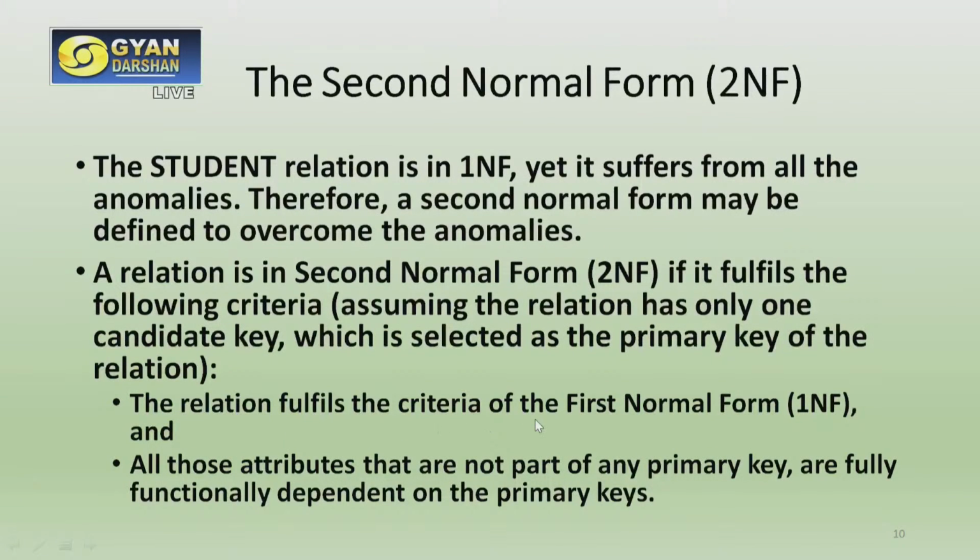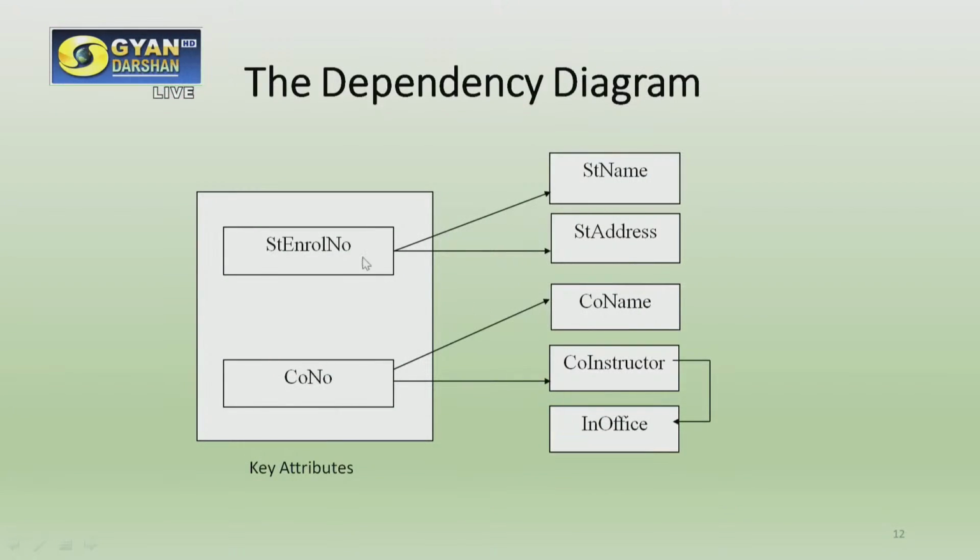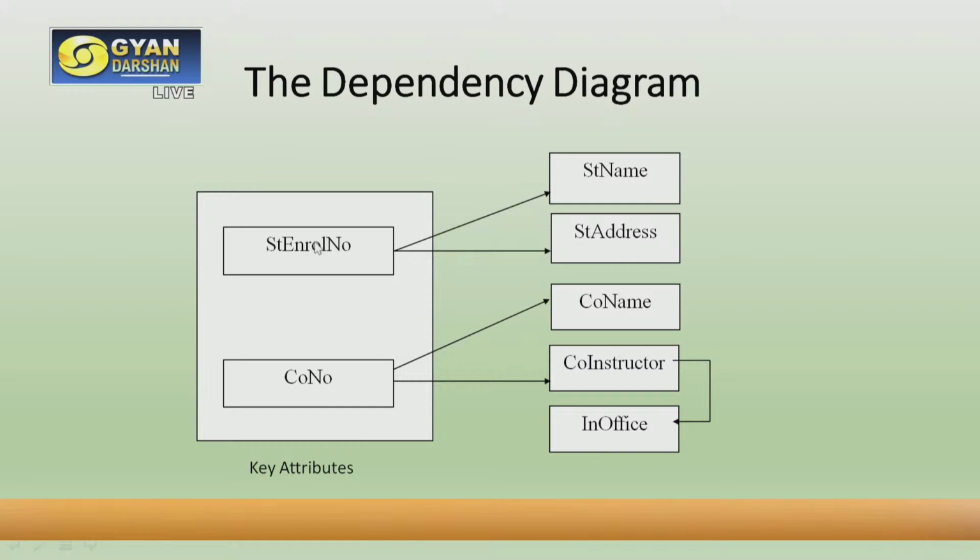The relation fulfills the criteria of first normal form, which it already does, and all those attributes that are not part of any primary key are fully functionally dependent on the primary key. So non-primary key attributes should be fully functionally dependent on the primary key. Let's look into the dependency diagram. These are the primary key attributes. However, these two attributes are not fully functionally dependent on the primary key.